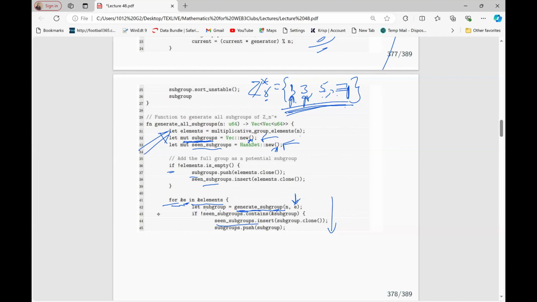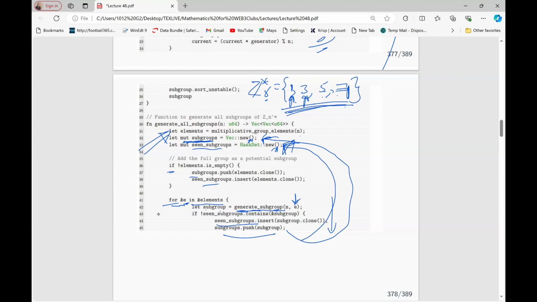So after we've gotten the subgroup generated by 1, it's inserted into the same subgroup. And then lastly, it is pushed to the subgroups. Is that okay? Yes. So we are done with 1.